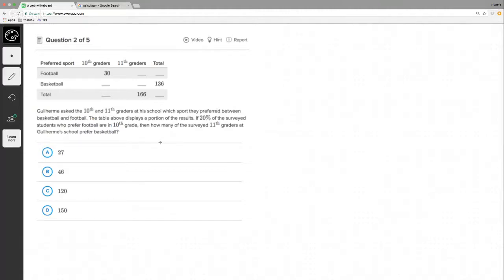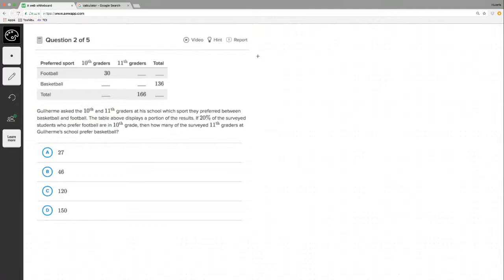Okay, yikes, this is a lot of information. Let's read it one more time and get our heads wrapped around this. The table above displays a portion of the results, so only a portion. 20% of the surveyed students who prefer football are in 10th grade. So football, we've got 30.